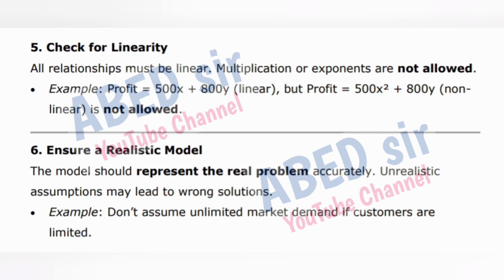5. Check for linearity. All relationships must be linear. Multiplication of variables or exponents are not allowed. Example: profit = 500x + 800y is linear, but profit = 500x² + 800y is non-linear and is not allowed. 6. Ensure a realistic model. The model should represent the real problem accurately. Unrealistic assumptions may lead to wrong solutions. Example: don't assume unlimited market demand if customers are limited.